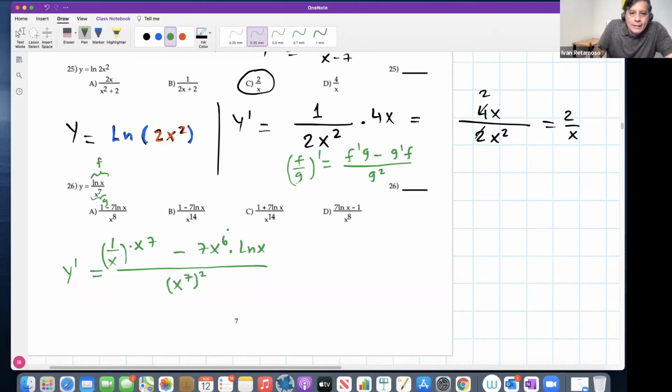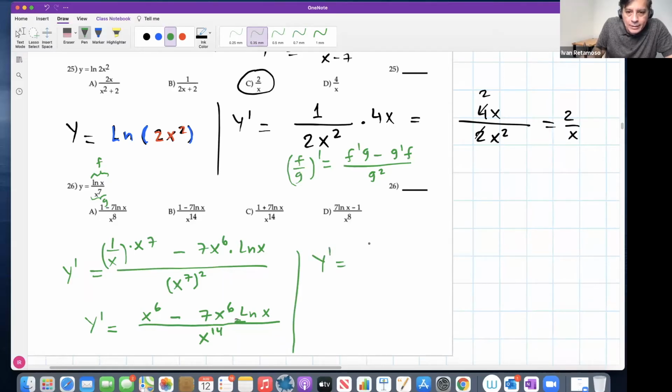Here, just do the math. x to the 7 on the top divided by x, x to the 6, right? x to the 6 power, one x cancels. Minus 7x to the 6 power, natural log of x, all over x to the 7 raised to the second power, 7 times 2, 14. So you have 14 here, right? All right, now just factor out x to the 6, right? 1 minus 7 natural log of x here.